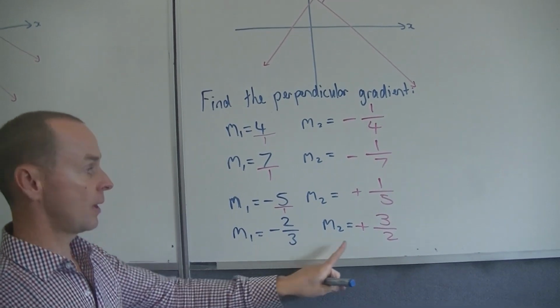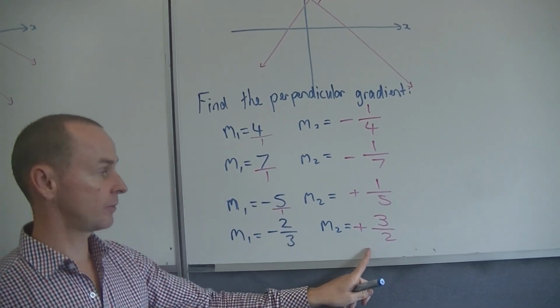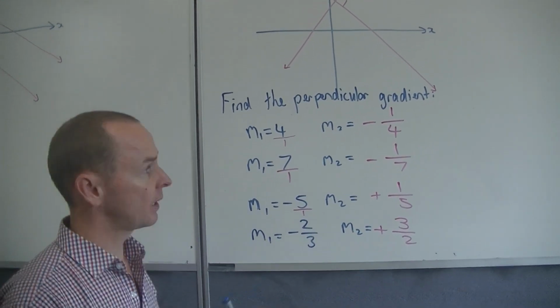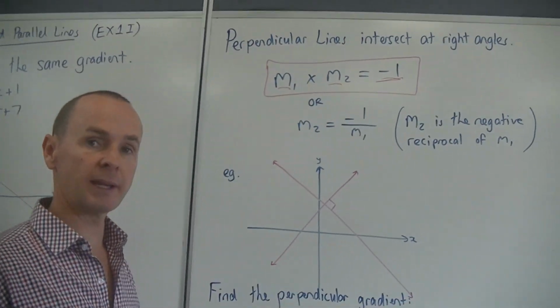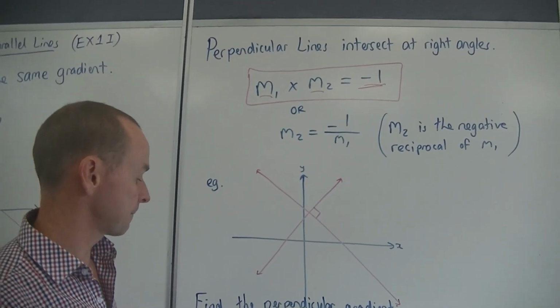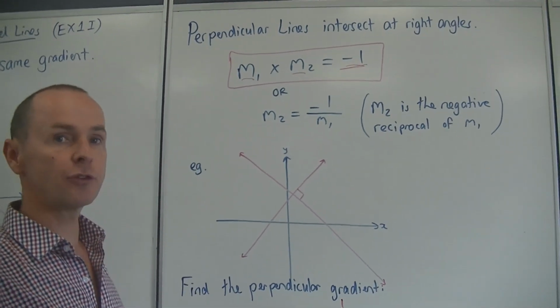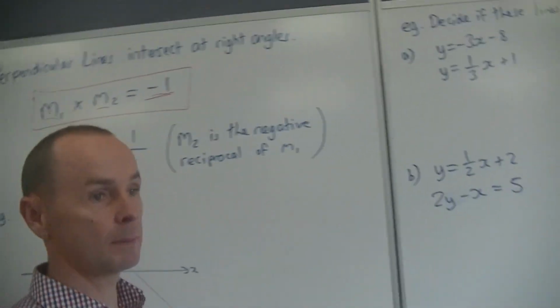So these two are perpendicular gradients. That's all we have to do. Or if you wanted to, you could use this complicated formula, but I've just shown you a really easy way to do it if you remember that. Alright, let's just do examples and hopefully it'll make it a little bit easier.